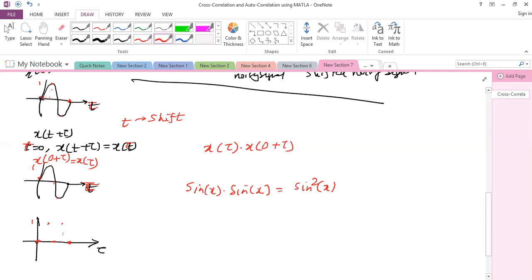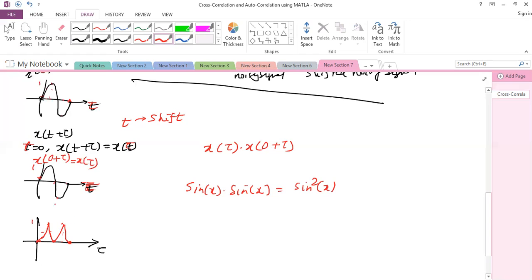In between at sine pi by 4 or at 45 degrees it is 0.707. 0.707 into 0.707, that is 1 by root 2 into 1 by root 2 is 0.5. It will not be 0.707, instead it will be 0.5. So at this point it is 0.5. Similarly it is 0.5 here, and the curve will be something like this.